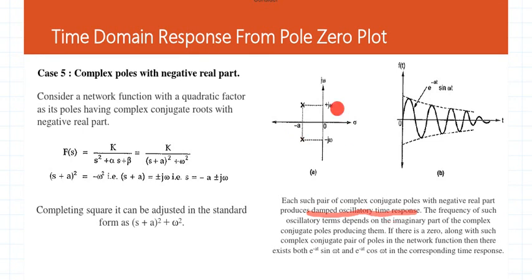Now let us say we introduce a zero here at the origin. Instead of a sine term, we have a cosine term. So complex conjugate poles with a zero will give us, instead of a sine term, a cosine waveform. And if the zero moves to some finite location, then we can have both sine and cosine terms.